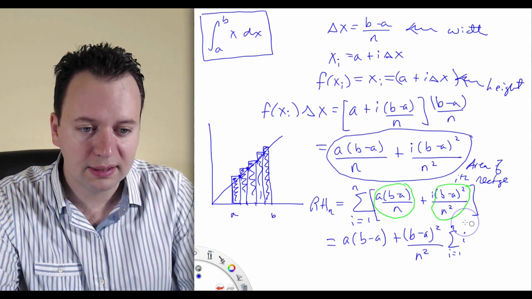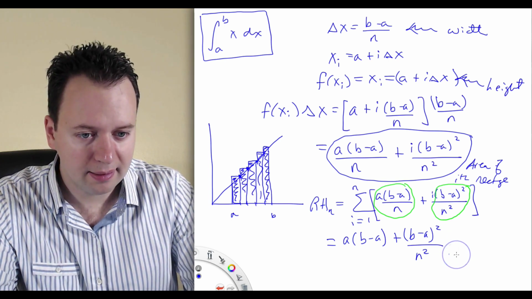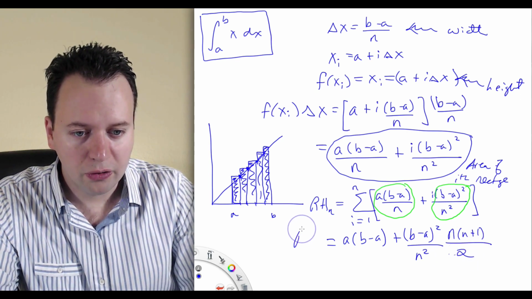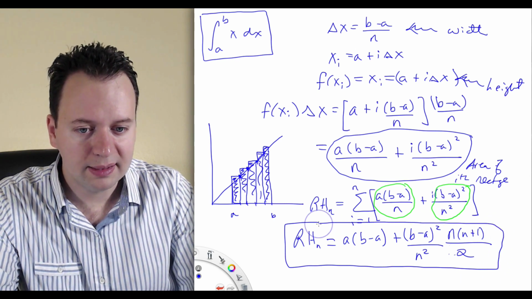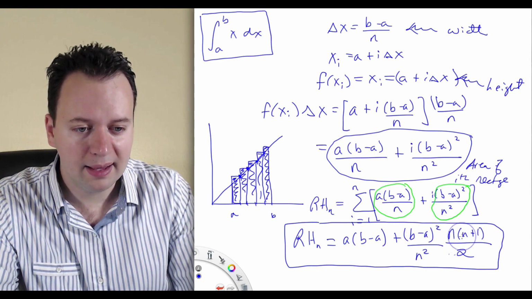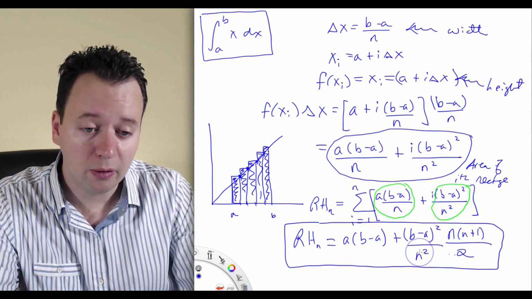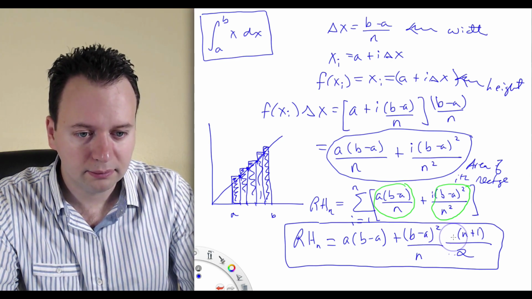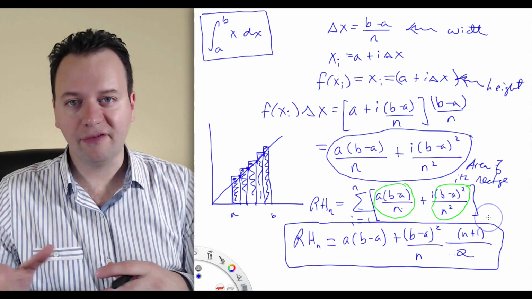Now we know what this sum is equal to. When I sum i from 1 to n, I just get n times (n plus 1) over 2. So here's a nice simple formula for the right-hand Riemann sum with n subintervals. It's a times the quantity b minus a plus (b minus a) squared times (n plus 1) over 2n. In fact, this n can cancel out with one of the n's down here, so I can get rid of the n squared, and I can get rid of that n. Just like that.